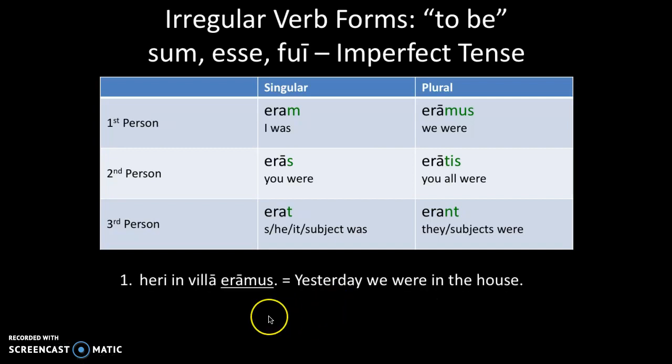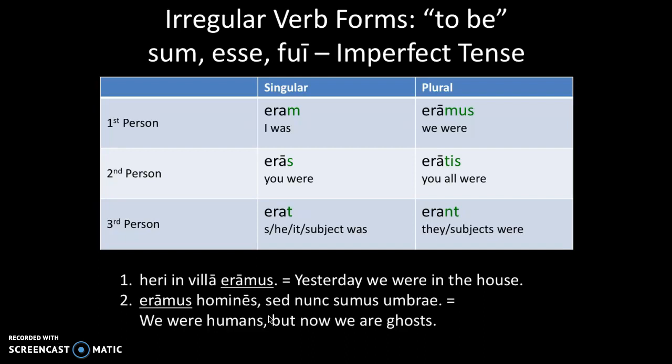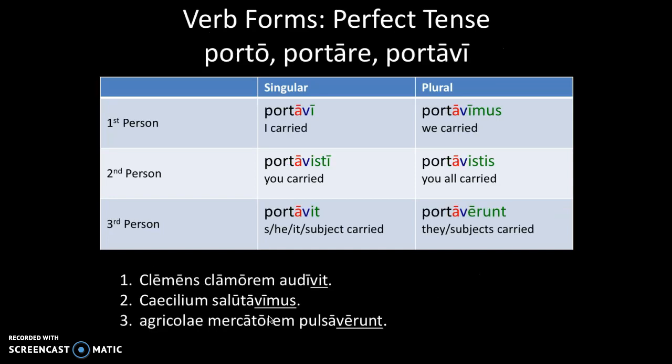All right, so number 1, heri in casa eramus. Yesterday we were in the house. Number 2, eramus homines sed nunc sumus umbrae. We were humans, but now we are ghosts. And number 3, eras discipula. You were a student.